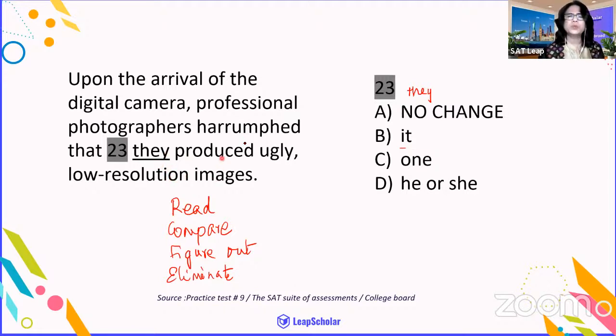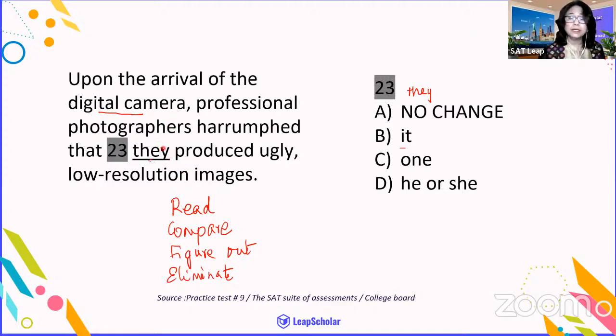So what produced? Harangued means complained, one kind of an approximate meaning. So professional photographers complained that they produced ugly low resolution images. Is "they" singular or plural? Plural. And what do I want here? Which noun is this word "they" replacing? What does this pronoun stand for here? Camera, digital camera. There's only one camera here.